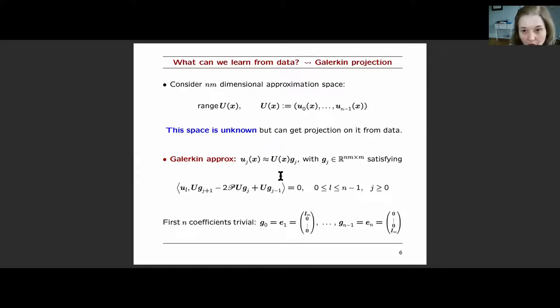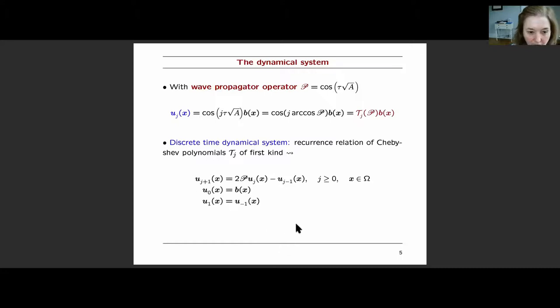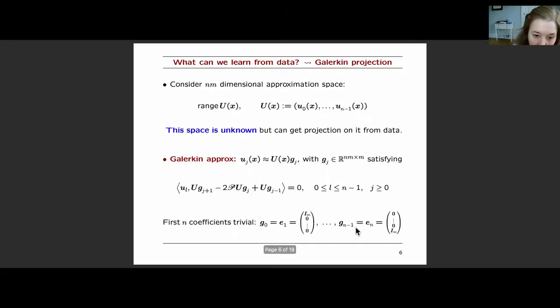Okay, so to introduce the Galerkin projection, let us look at the Galerkin approximation of the solution of the wave equation. I take each snapshot and I write it, as one does in the Galerkin sense, as a linear combination of the vectors in the space. That is, in linear algebra notation, I write it as U times G_j, and G_j are the matrices of Galerkin coefficients. And one seeks this Galerkin coefficient by the usual condition that if you plug this approximation into your equation, which is the evolution of the system, that is this dynamical system, then you want the residual to be orthogonal to the approximation space. So that is what I wrote here. This is the typical Galerkin condition.